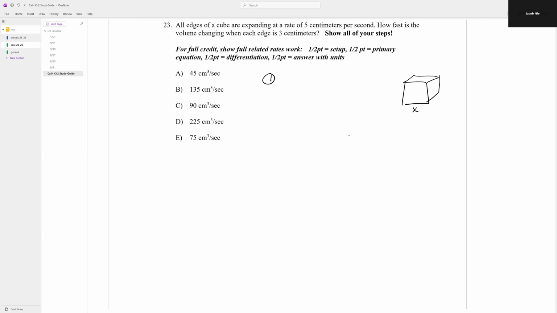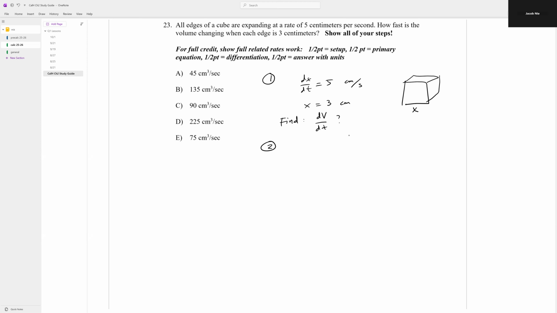Okay. So we're basically being told that the edges are expanding at a rate of 5 centimeters per second. That tells us that dx/dt is equal to 5 centimeters per second. We're also told that each edge is 30 centimeters. And we're asked to find how fast is the volume changing? In other words, what is dV/dt? Okay, so that's the information we're given.